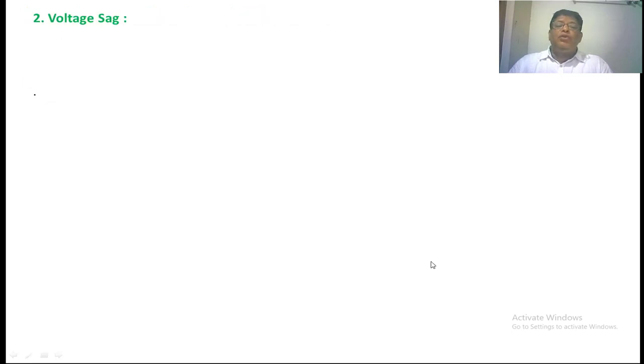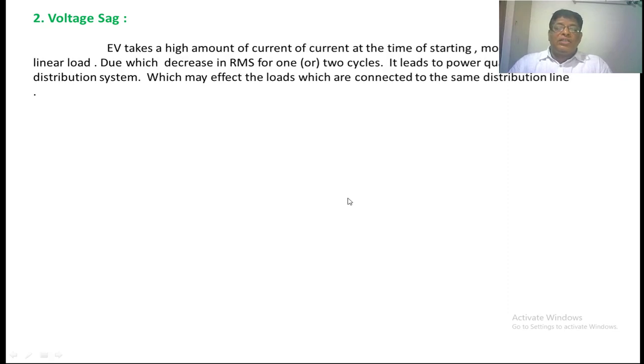The second one is voltage sag. We know that the EV is a high power device; it will take a high amount of current at the time of starting. High current is drawn from the distribution line. There is a decrease in voltage in RMS value for 1 to 2 cycles. That is nothing but a voltage sag. It leads to a power quality problem in a distribution line.